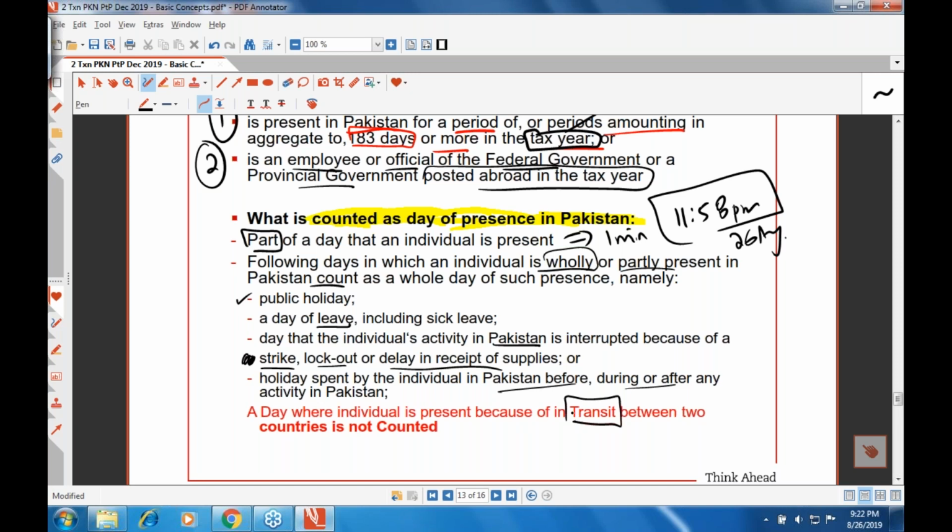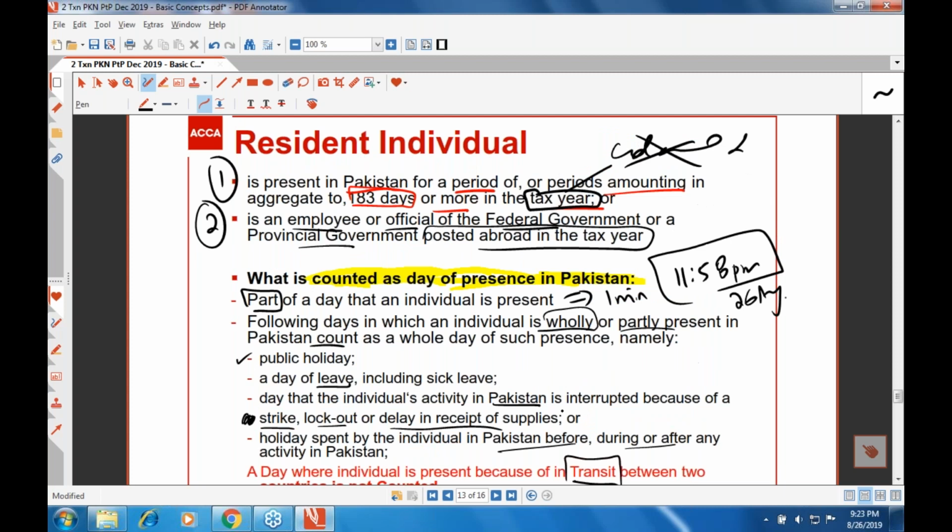Now what is important is, what is not counted is the day of transit. Let's say you are traveling from Dubai to China, and you stay in Pakistan in between only for the purposes of transit. Then your stay in Pakistan for transit purposes will not be counted as being present in Pakistan. So that's how you establish the residential status.